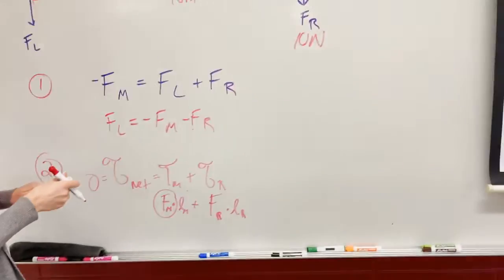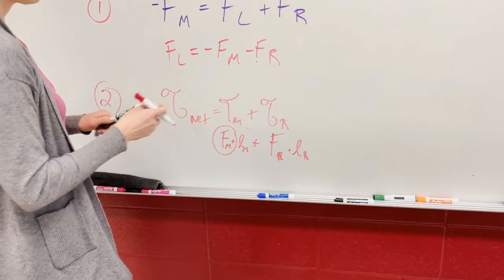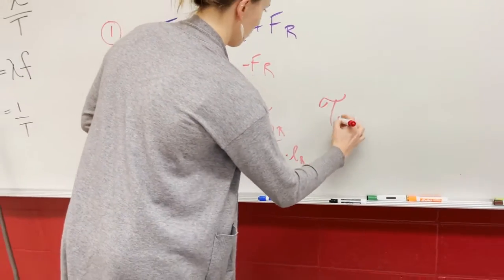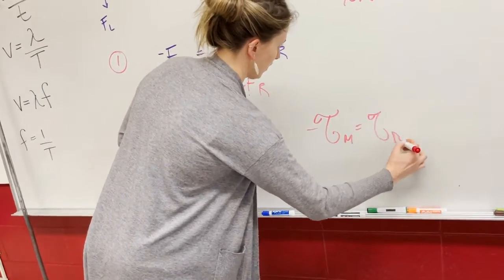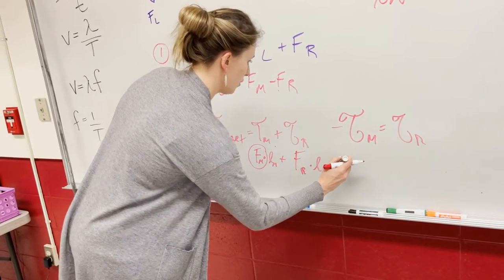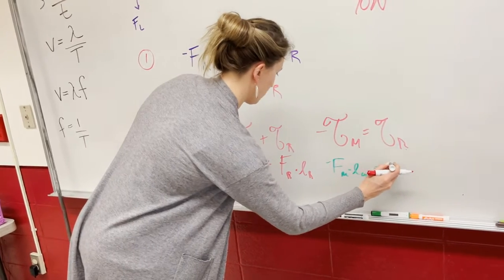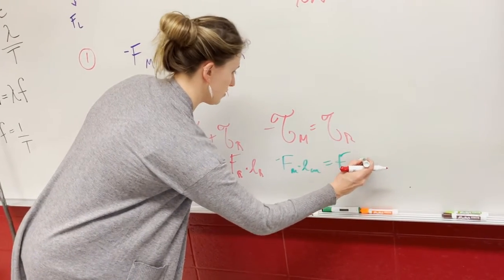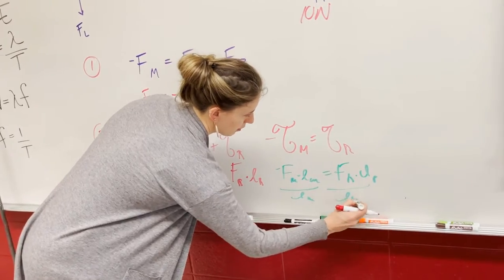So that means the negative one on the left is equal to the negative one plus the one in the middle. So this is equal to the torque on the right. And so then you've got the negative force in the middle times the lever arm in the middle equals the force on the right times the lever arm on the right. Now we can divide by the lever arm in the middle on both sides.